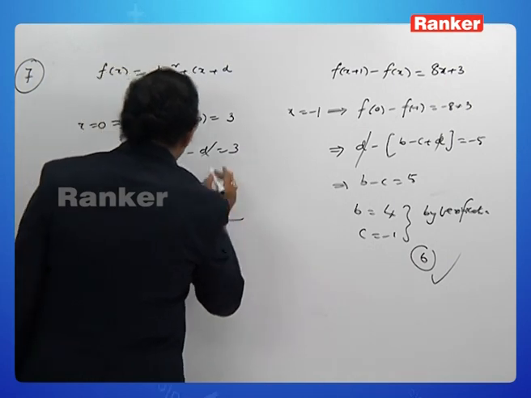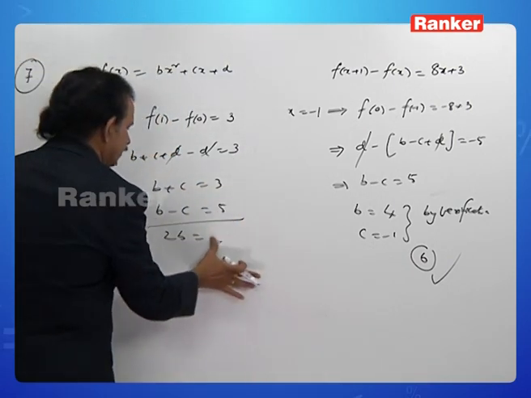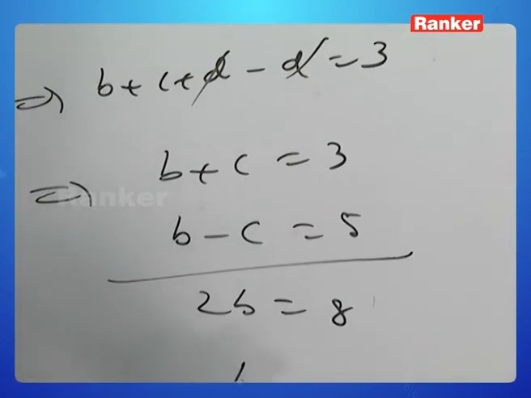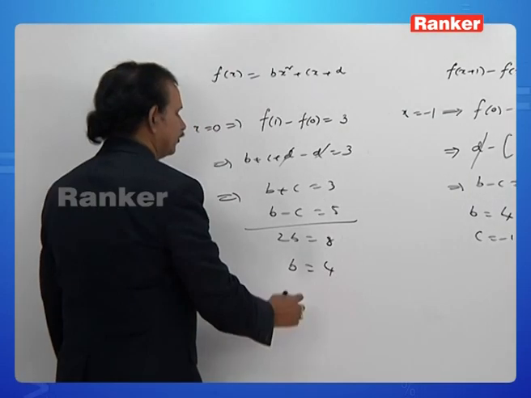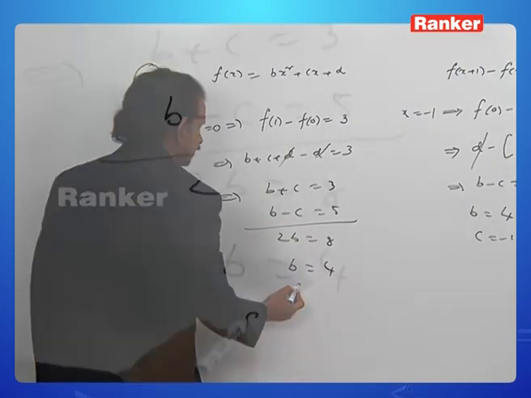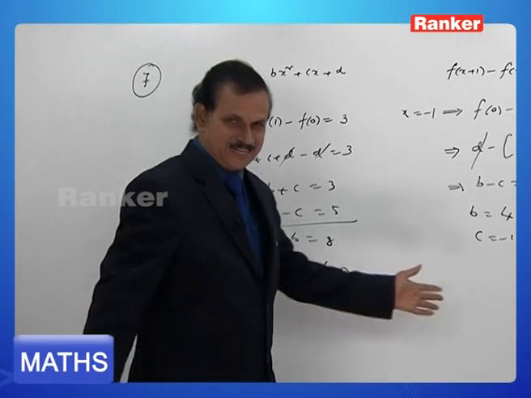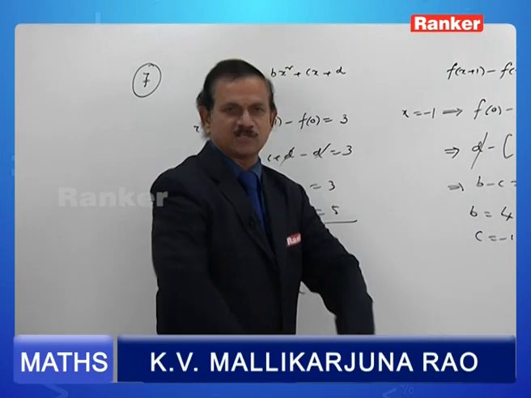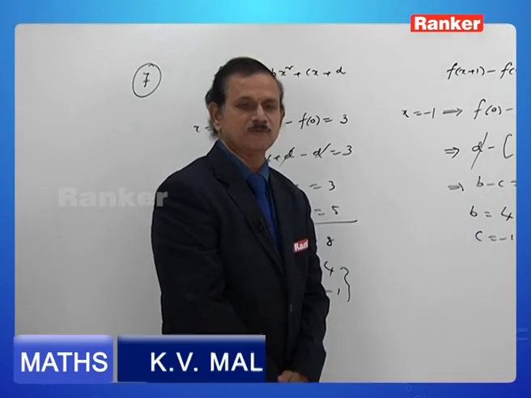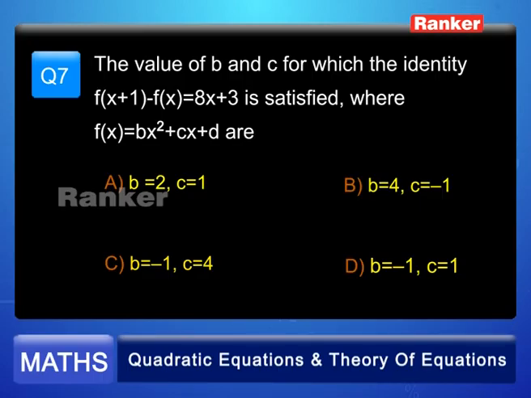Now, 2b is equal to 8, therefore b is equal to 4. If you take b is equal to 4 here, c is equal to minus 1. In either of the ways, you can make an attempt here to recognize that the answer is b is equal to 4 and c is equal to minus 1. That is, the right option is option B.